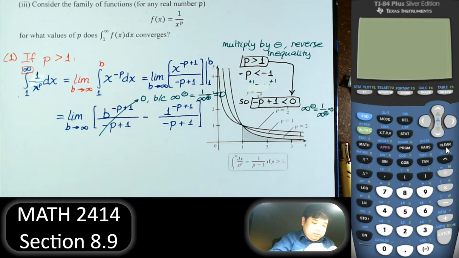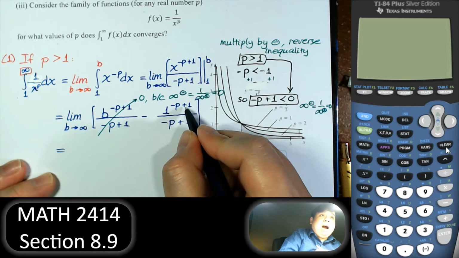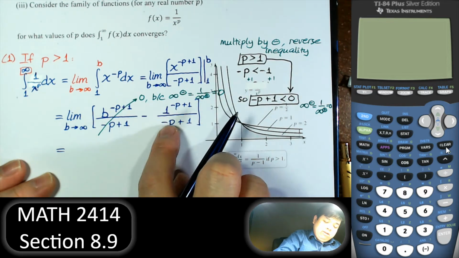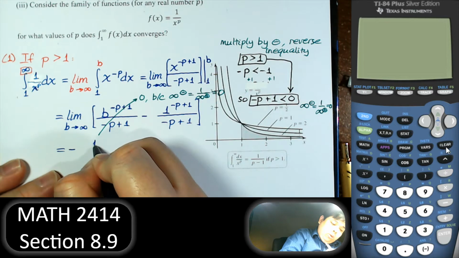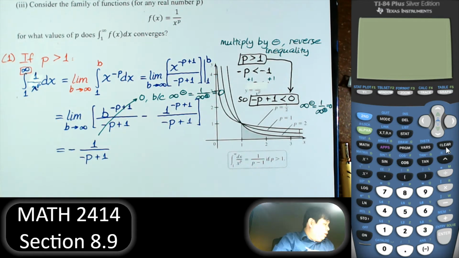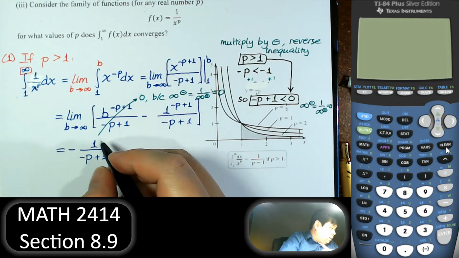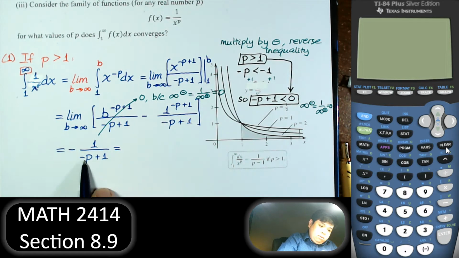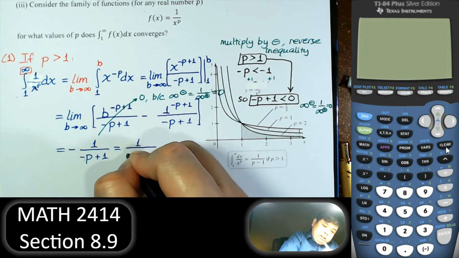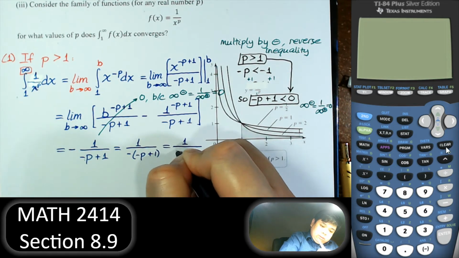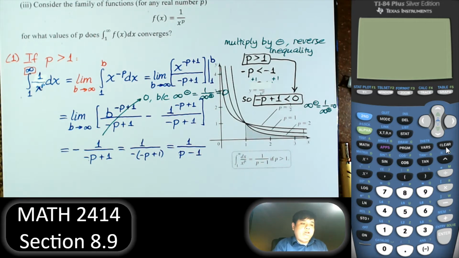So we just have this. 1 raised to any power is still 1. So bottom line is all of this one goes to 0, and we just have negative 1 over negative p plus 1. Now take the negative to the bottom. We have 1 over negative to the bottom: 1 over p minus 1.